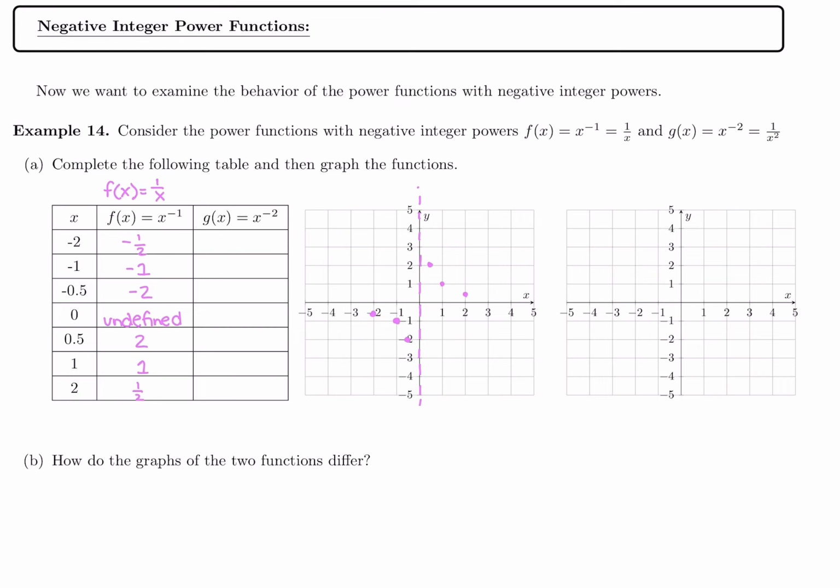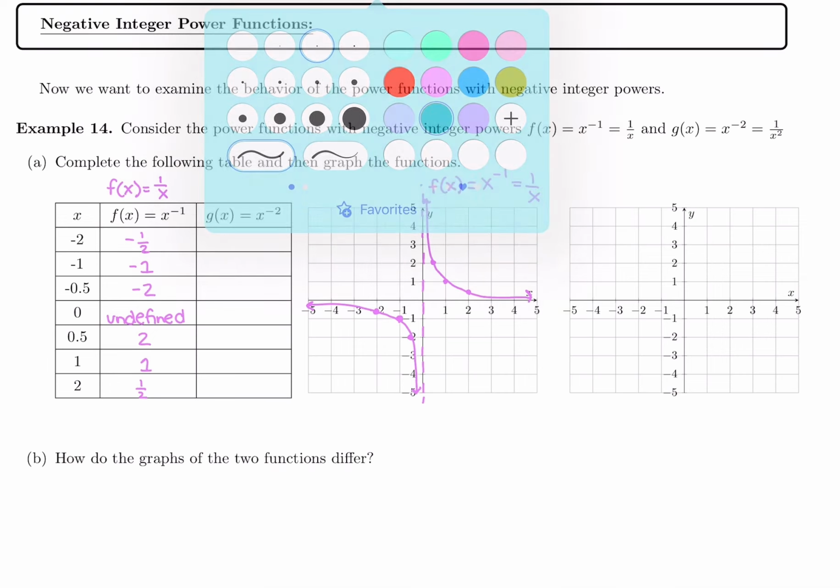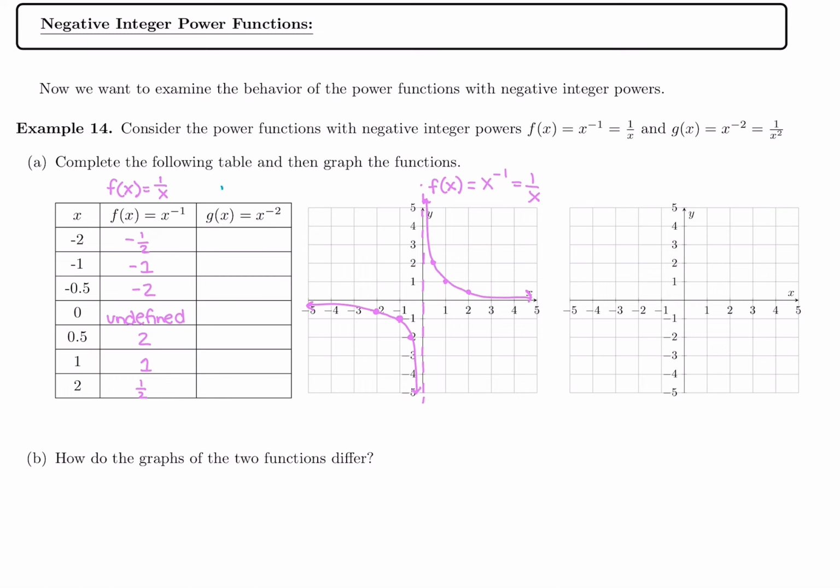But off to each side, I can draw a graph by connecting those dots. There's the left side, and then here's the right side. How it's going to look. And this is f of x is x to the negative 1, or 1 over x. Would look like this. And we want to switch gears and compare it to x to the negative 2. Our g of x is x to the negative 2, which is 1 over x squared, however you want to plug it into your calculator.